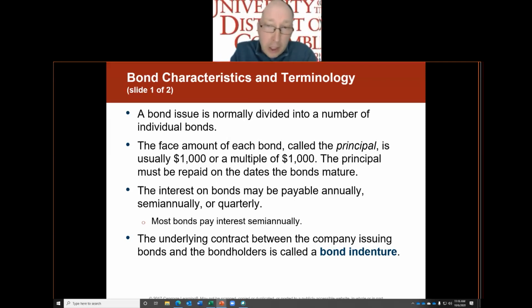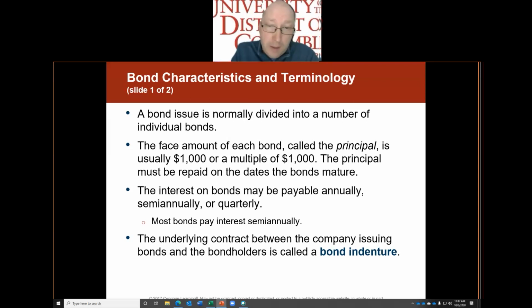The face value of a bond is called the principal balance, just like a standard loan would be. The principal balance is the face amount, the face value. In bonds, they're usually in increments of $1,000 or multiples of $1,000. Basically, a minimum is $1,000, and a bond is in increments of 100,000. The principal, of course, must be repaid at the bond's maturity date. The maturity date is when the bond is due.